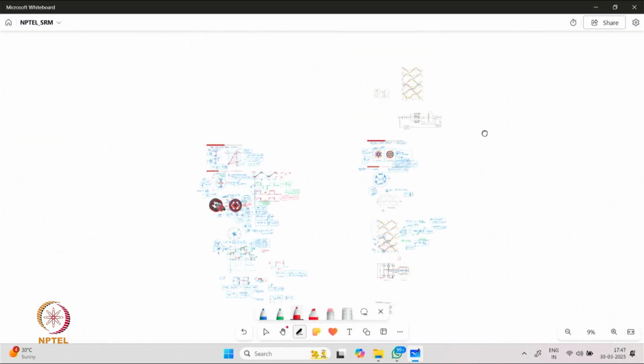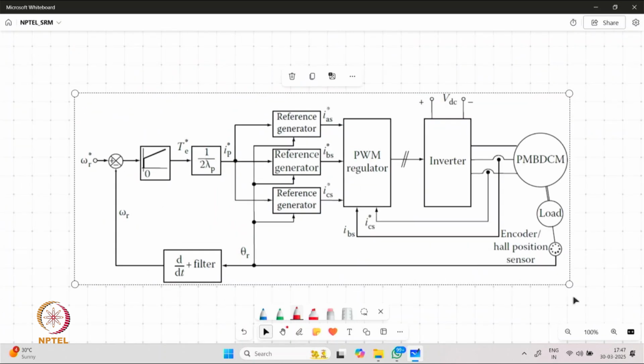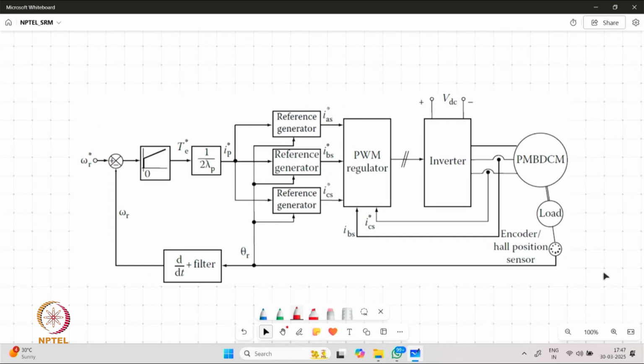As suggested, the drive needs to operate in a more controlled fashion. So many a times we need to have closed loop control. A typical closed loop control structure can be given like this for a permanent magnet BLDC machine. We have an inverter which is feeding the machine, and we can have feedback of the currents. Now the most important part which we need to have for the BLDC and SRM machines is the encoder or Hall position sensor. This provides the information about the theta at which the particular phase should be excited.